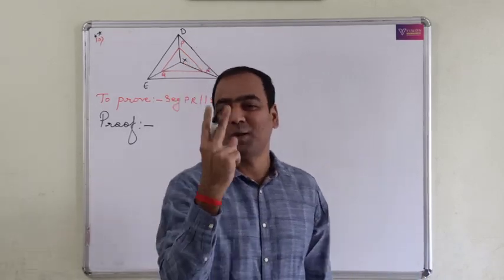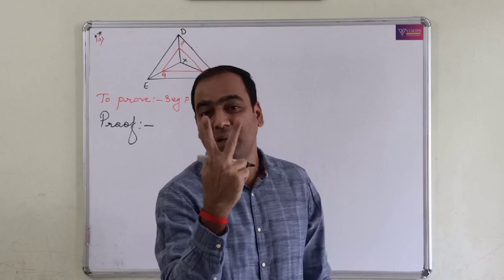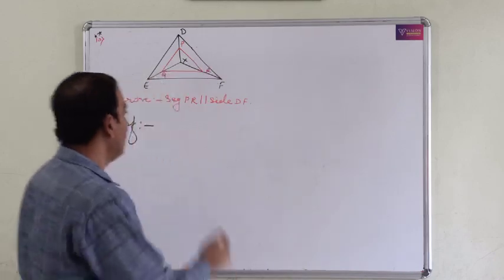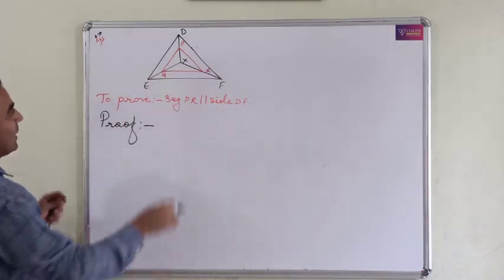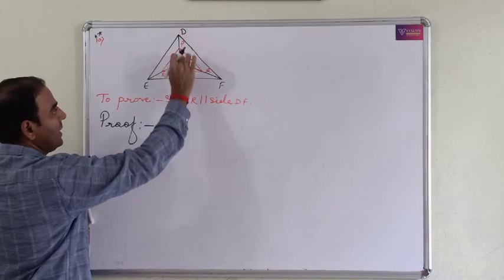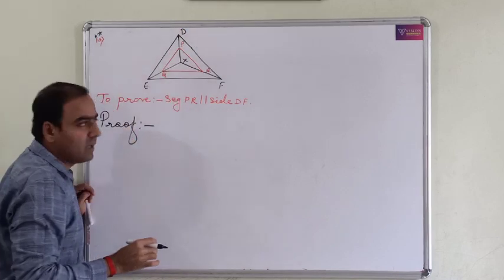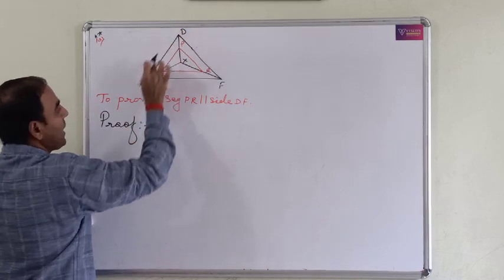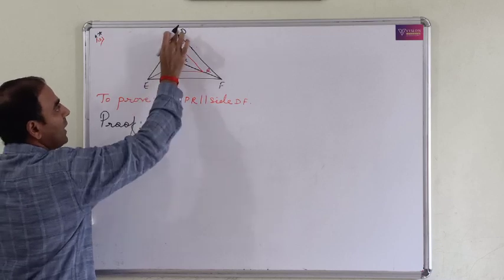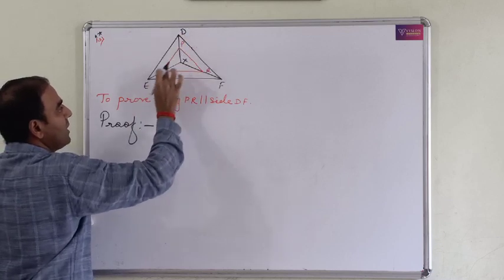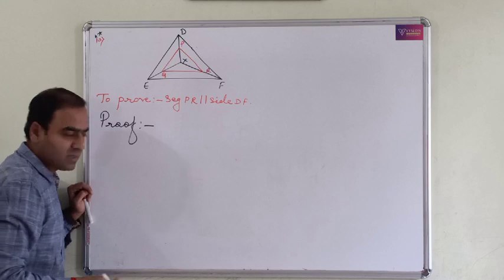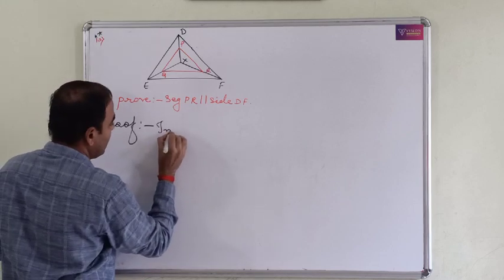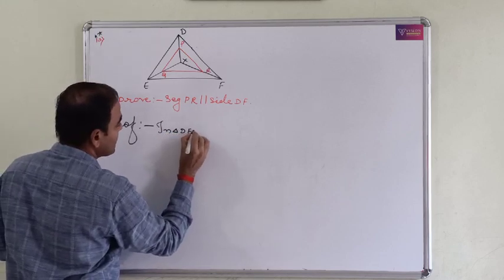A 2-star question means we have to practice it at least how many times? 2 times. Okay? So we're taking care. In triangle DEF, X is an interior point. So PQ is parallel to DE. For that I am taking the triangle DEX.